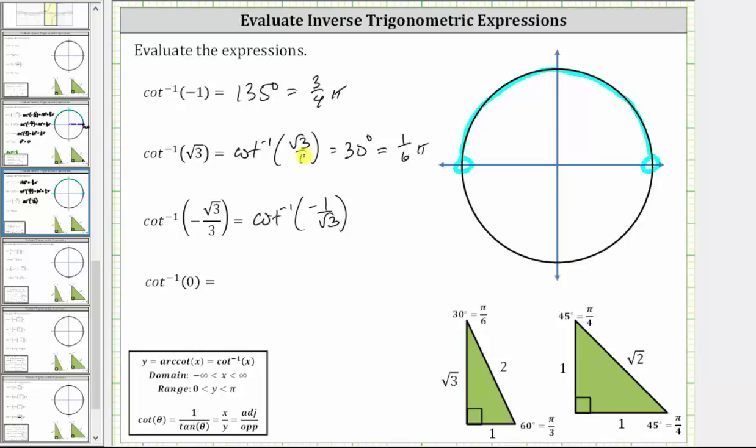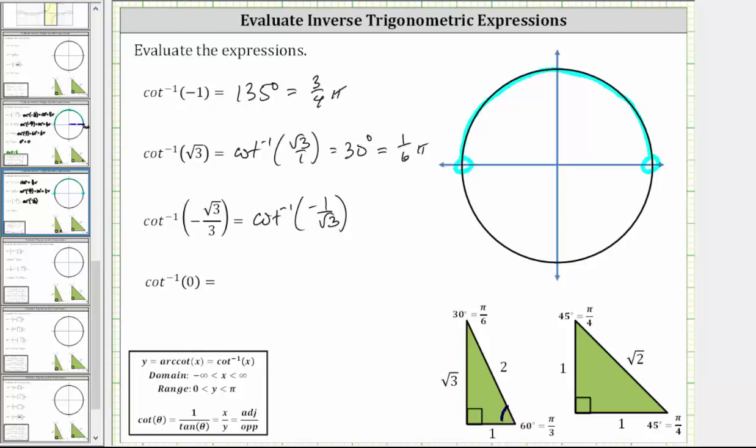Ignoring the negative sign for a moment, going back to the reference triangles, notice how the cotangent of 60 degrees, or pi divided by 3 radians, is equal to the ratio of the adjacent side to the opposite side, which is 1 divided by square root of 3. And because we want the angle that has a cotangent function value of negative 1 divided by square root of 3, the angle is not 60 degrees, or pi divided by 3 radians, but this is the reference angle we will use in the second quadrant to determine the angle we are looking for.